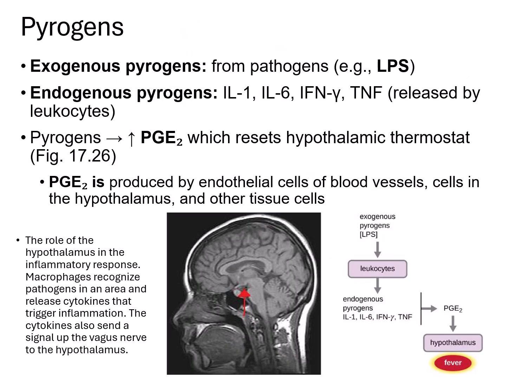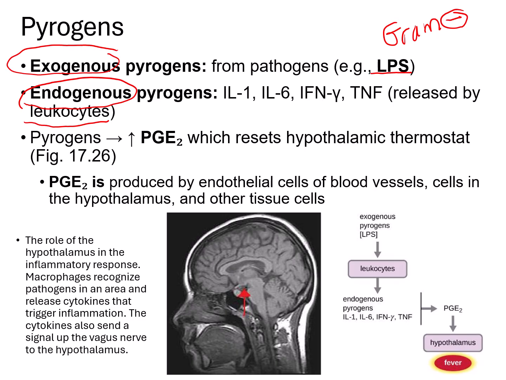So of those pyrogens that induce fever, remember again we have exogenous pyrogens from microbes, such as that lipopolysaccharide layer from our gram-negative bacteria. We have endogenous pyrogens that are made by our leukocytes, including interleukin-1, interleukin-6, interferon gamma, or tumor necrosis factor. And again, these endogenous ones are made by our white blood cells. These pyrogens stimulate the production of prostaglandins, which will reset the hypothalamic thermostat, and that will produce fever.